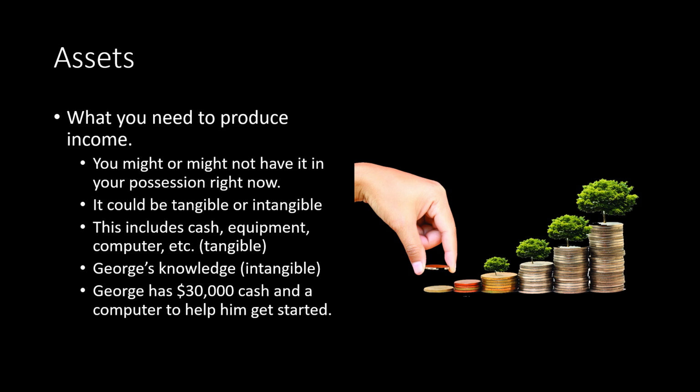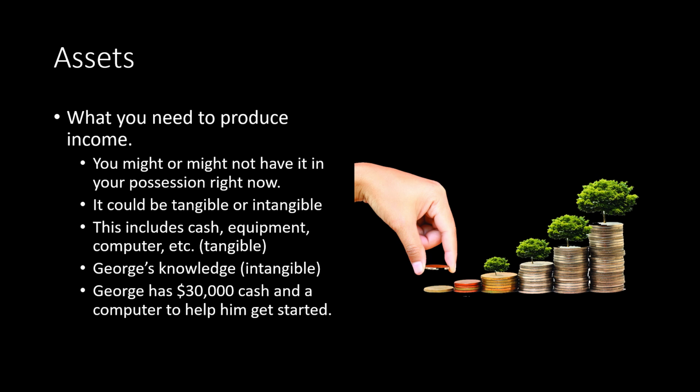Assets, what you need to produce income. Now, assets are those things that we need to produce income. It could be tangible or intangible. So tangible assets are things like cash, equipment, computer. Intangible assets are things like knowledge base, a labor force. George has $30,000 in cash and a computer to help him get started. In addition, George has his knowledge, which is intangible assets.